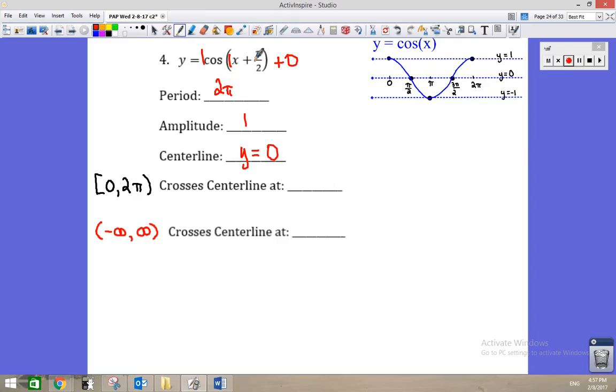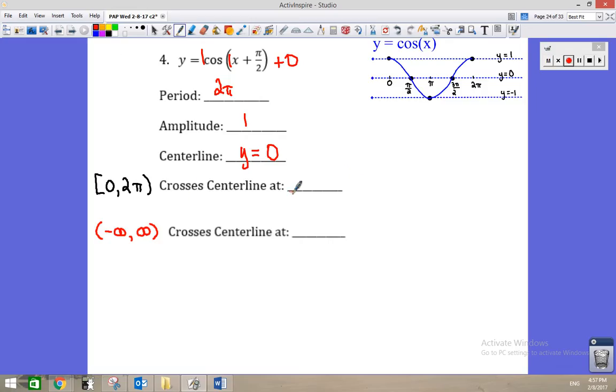So the plus pi over 2 had an effect that it shifted this graph to the left pi over 2 units. By shifting it to the left, it could possibly be changing where its max and mins are and where it crosses the x-axis, or excuse me, the center line, which in this case is the x-axis.